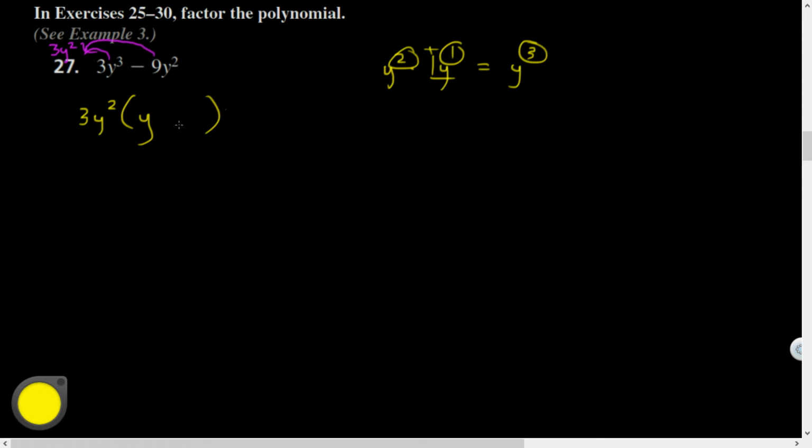All right, let's see. 3y squared times what would equal negative 9y squared? 3 times what is negative 9? Negative 3. And y squared times, oh, I already have a y squared here, so just times 1. So y minus 3 is what's left in parentheses. This is now factored, where I've written this binomial as the product of polynomials here.